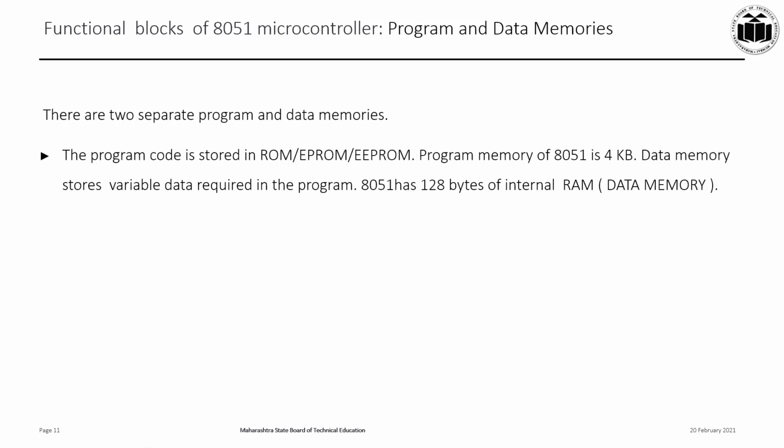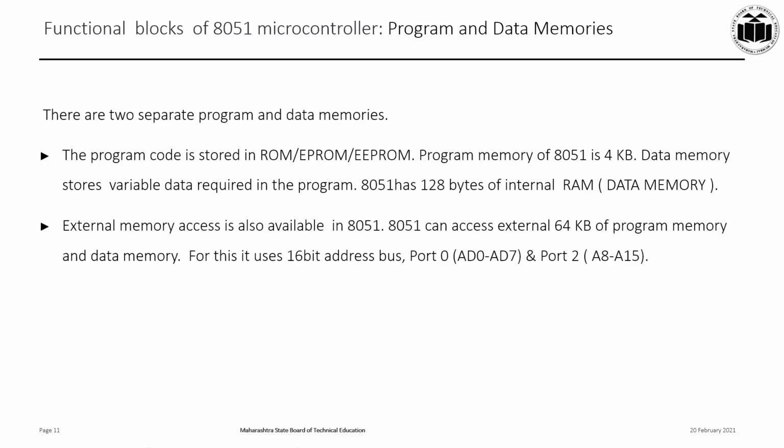The program code is stored in ROM in case of 8051 microcontroller, whereas for the other microcontrollers it can be stored in either EPROM, EEPROM or flash. The program memory of 8051 is of 4 kilobytes. The data memory stores the variable data which is required in the program or the code. 8051 has got 128 bytes of internal RAM.